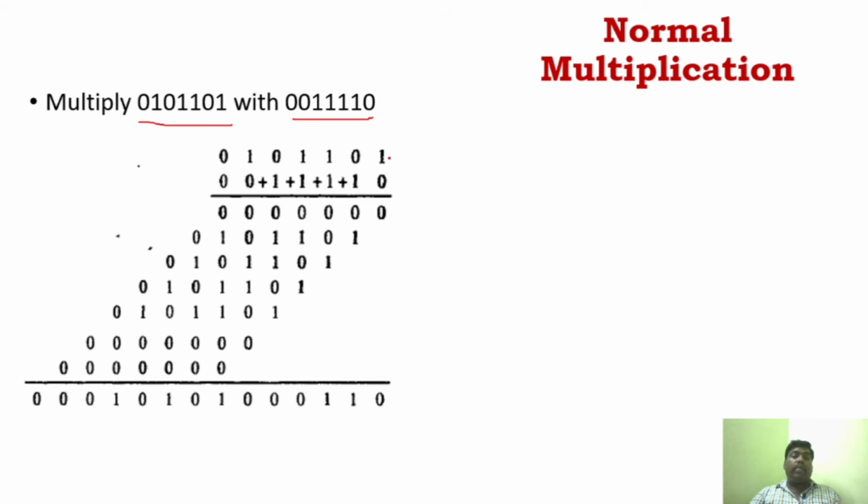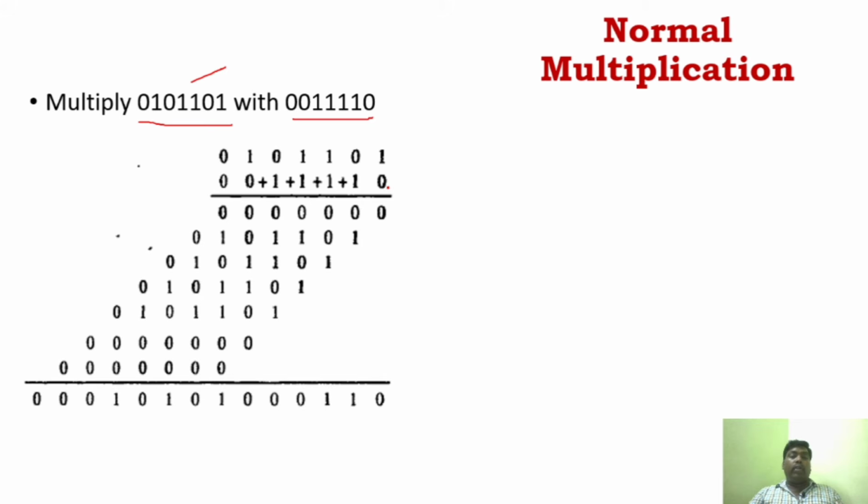Now I'll do the normal multiplication here. Don't worry about this plus sign. I am just using the same multiplier. This is the normal multiplication, correct? I'm not extending sign, I'm not doing anything here. So you can see this is the multiplicand and this is the multiplier, right?